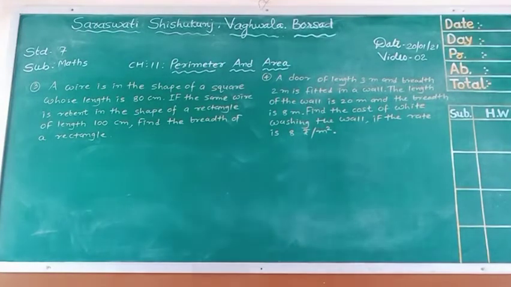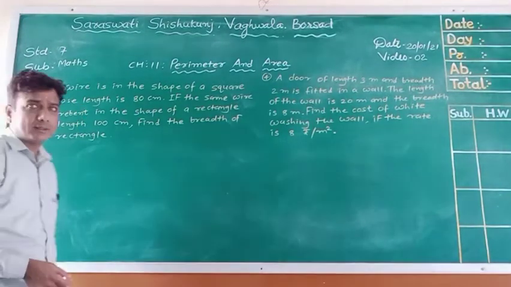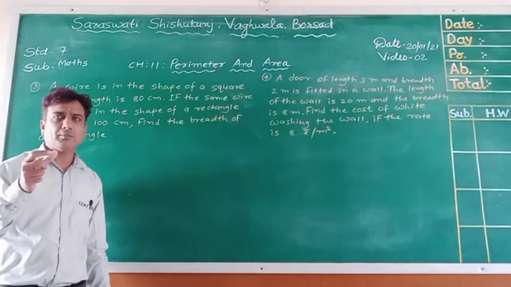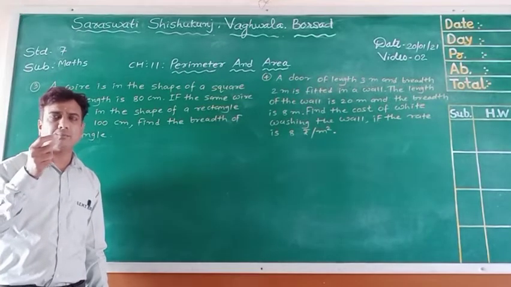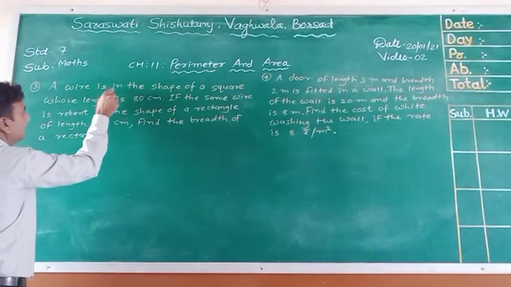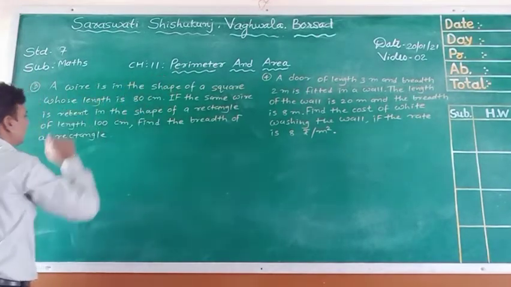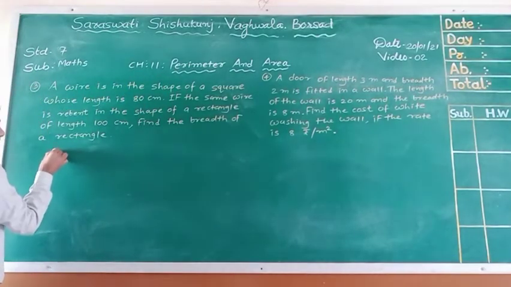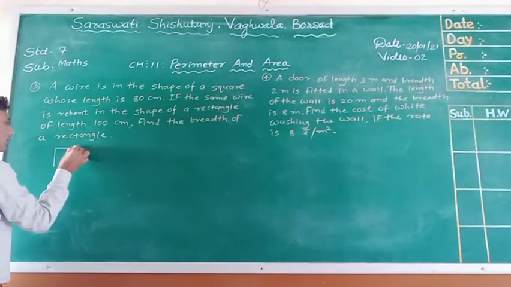See, now this third number question. In this third number, we have to read this question properly. First, see, a wire is in the shape of a square. Means there is one wire. It is in the shape of a square.